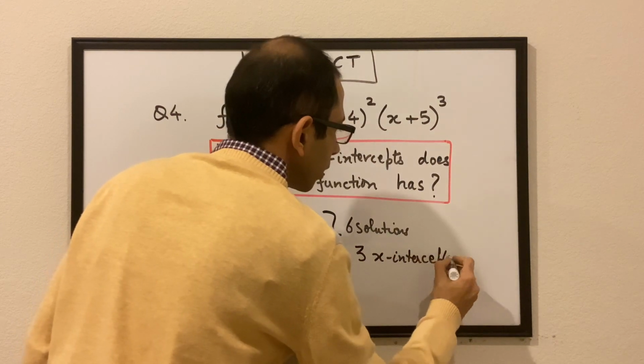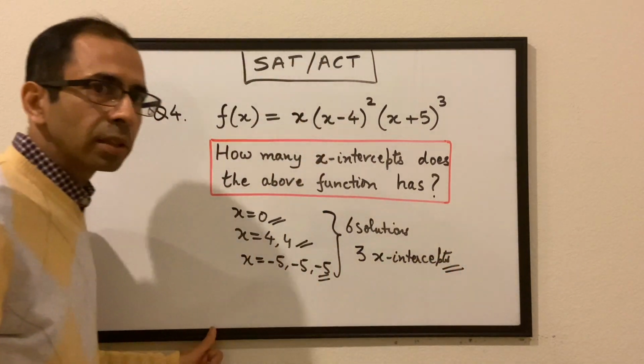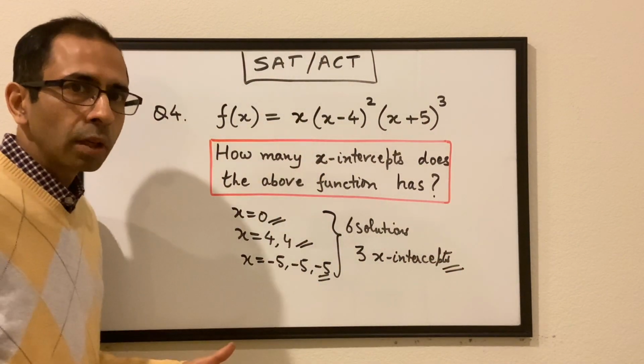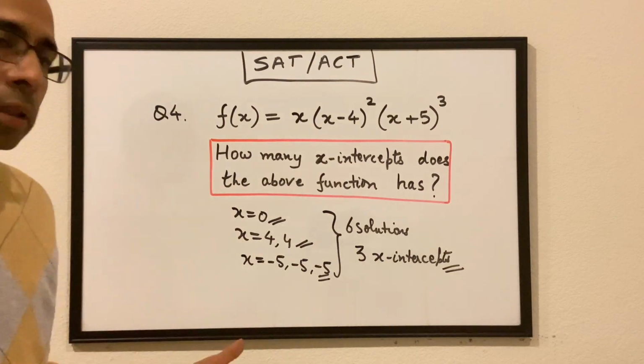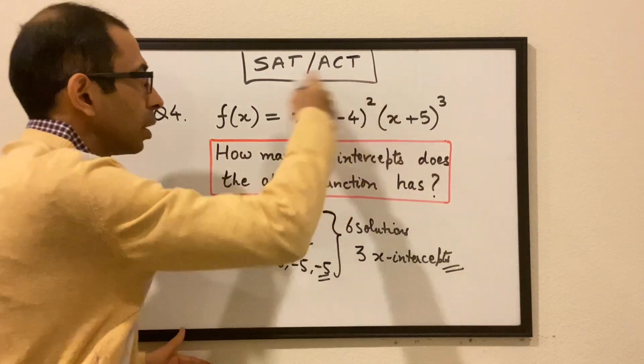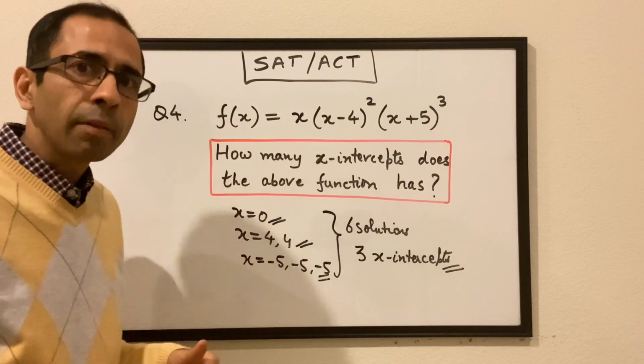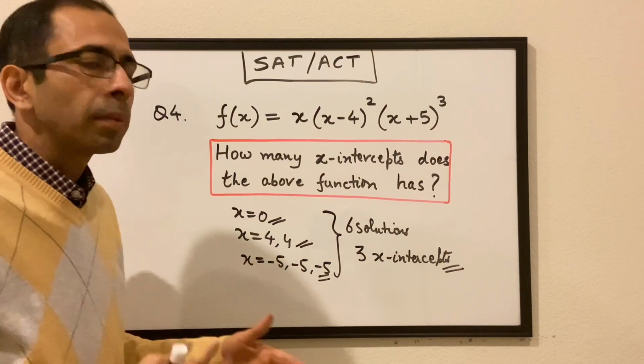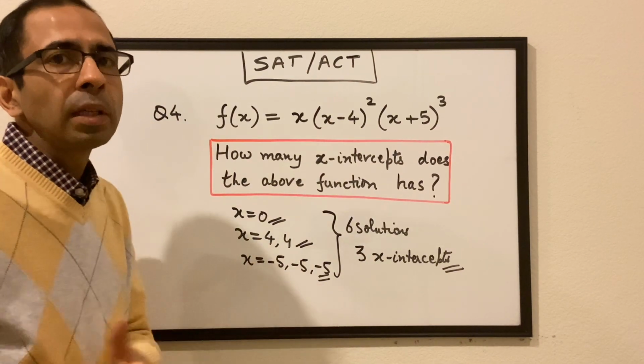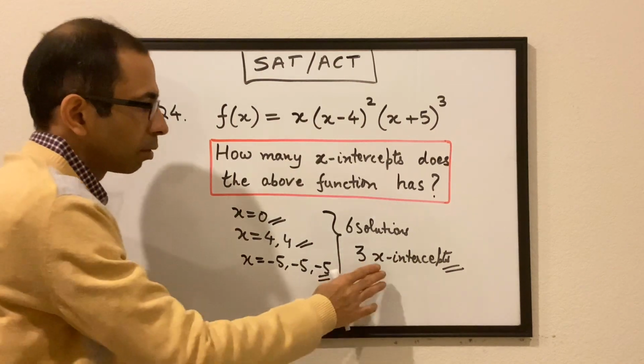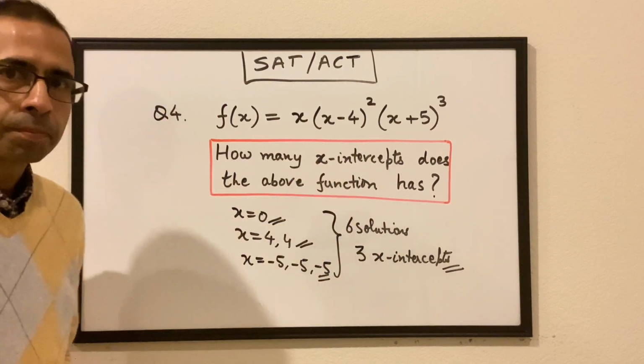Right? So we have to be a little careful in the sense that what are they asking for? What are they looking for? Are they looking for solutions or x-intercepts? I mean, it's a 6-degree function, so it will have 6 solutions. But if some of them are same, then you will not have that many x-intercepts. In this case, you will have 3 x-intercepts.